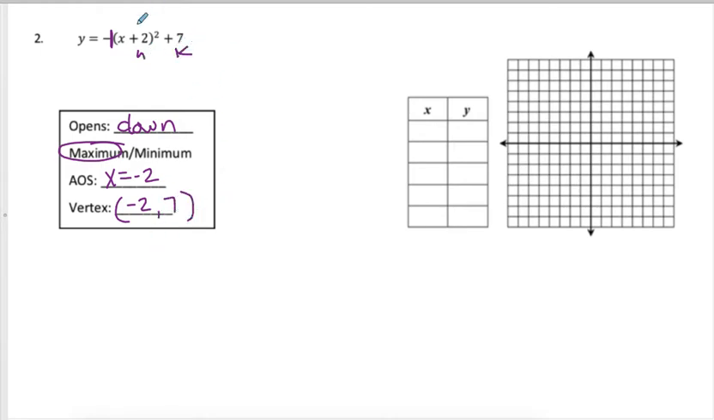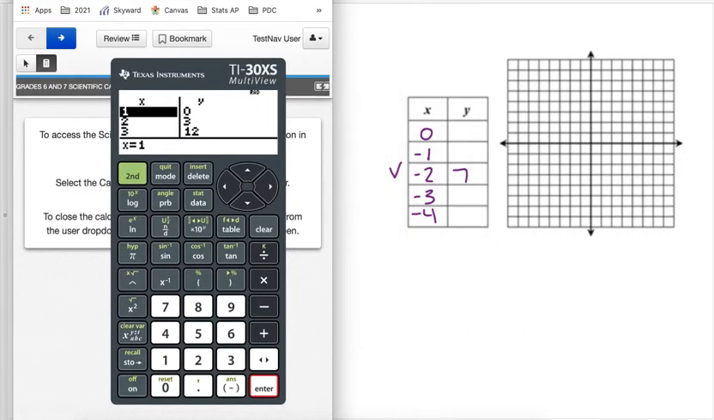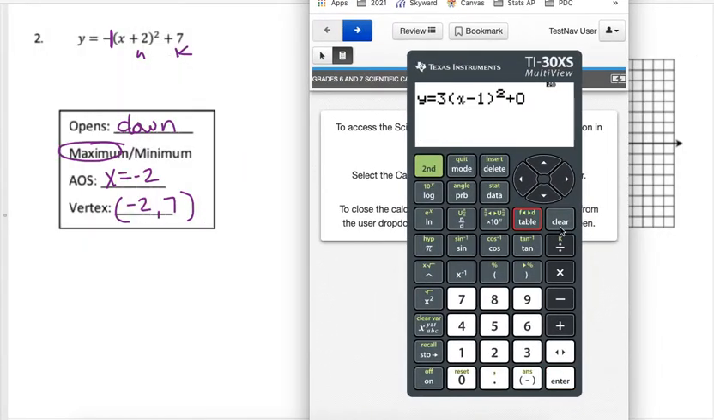Most common mistake is either not switching the sign here or trying to switch both. Only the inside of the parentheses lie. So here's my vertex at (negative 2, 7). I'm going to count up 1, 2, down 1, 2, and use my calculator to generate the rest of that table for us. So in my table, I'll clear this one out and put negative (x plus 2).